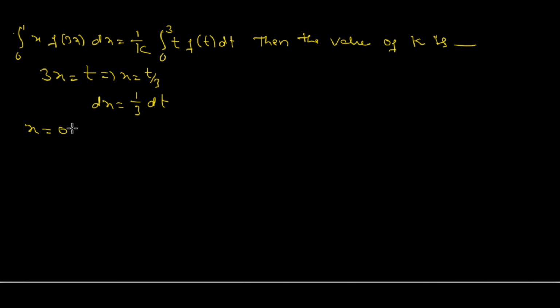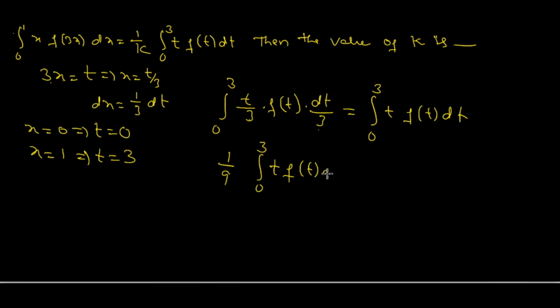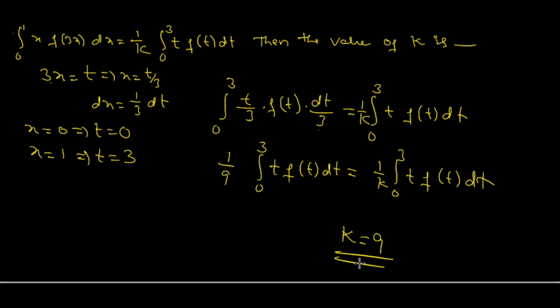Change the limits. If x is equal to 0, then t is equal to 3 into 0, the value is 0. If x is equal to 1, then t is equal to 3 into 1, which is 3. Substituting these values in this integration, the left hand side is the integration from 0 to 3, with x value t/3 times f(3x), that is f(t), times dt/3. That is equal to 1/9 times the integration from 0 to 3 of t times f(t) dt, which is equal to 1/k times the integration from 0 to 3 of t times f(t) dt. Equating these two values, k is equal to 9. That is the answer.